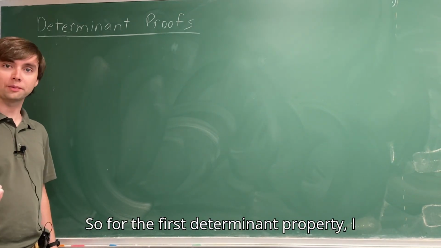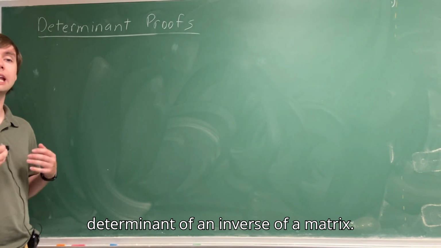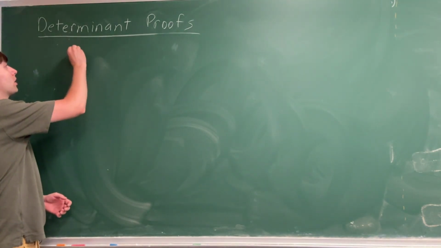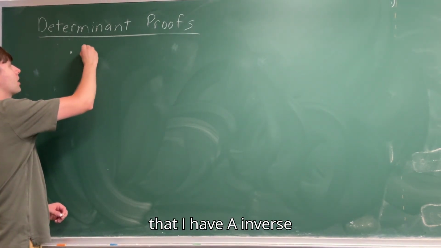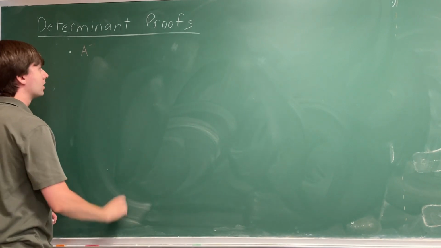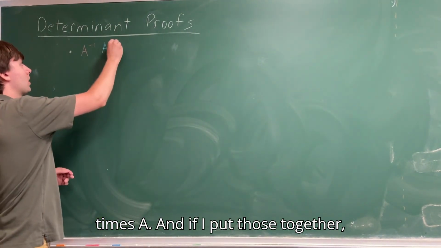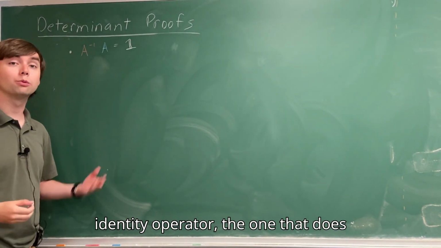So for the first determinant property, I want to think about what happens for the determinant of an inverse of a matrix. So the inverse means that I have A inverse times A. And if I put those together, I get the identity matrix, or the identity operator, the one that does nothing.